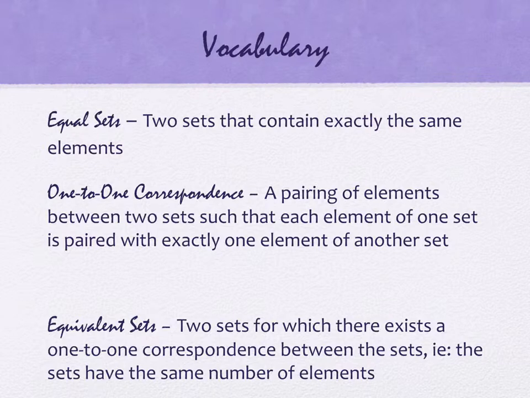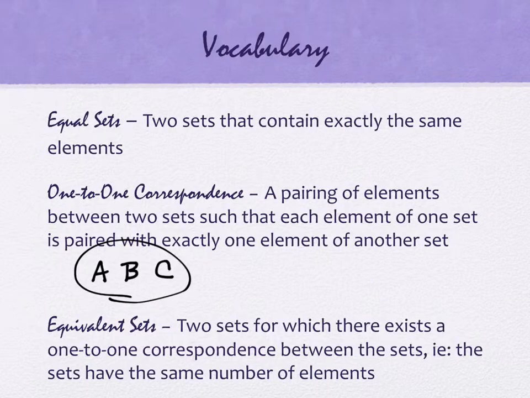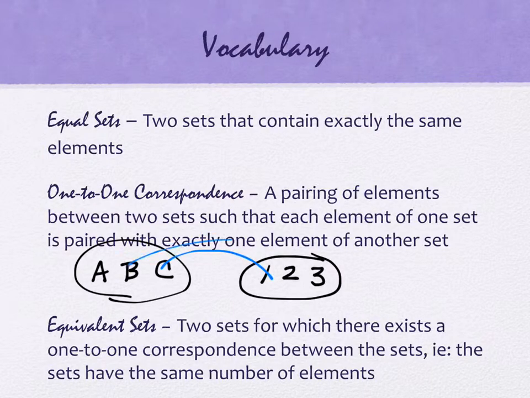All right, one-to-one correspondence is a pairing of elements between two sets such that each element of one set is paired with exactly one element of another set. So imagine, and I'm going to do a real straightforward one, a set of 3 objects, A, B, C. And I have a collection over here of a set of 3 objects, 1, 2, 3. A one-to-one correspondence says I have the ability to pair these up so that each one has a partner. Everyone has exactly one partner. Nobody's duplicated, nobody's left out. Okay, one-to-one correspondence.